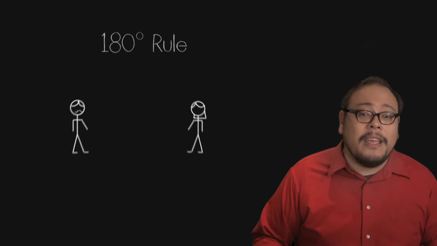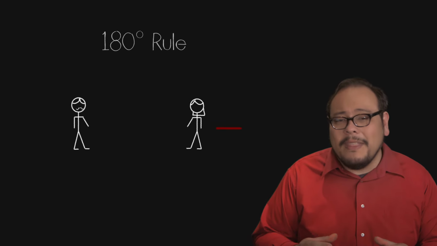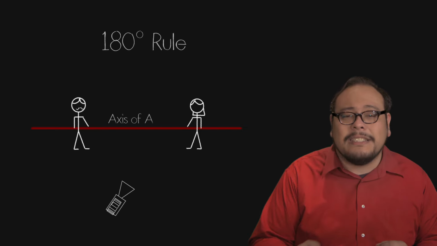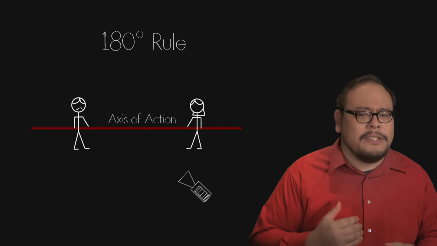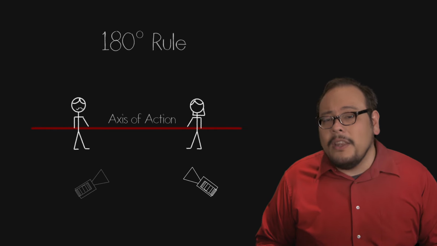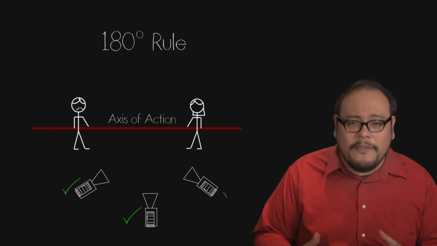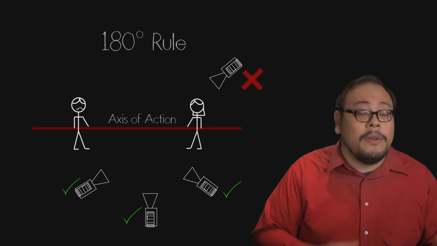Griffith, as well as his contemporaries, discovered that if you kept the camera on one side of the axis of action, that's the imaginary line where movements and eye lines occur, you can avoid continuity problems of confusing geography when cutting from one angle to another.